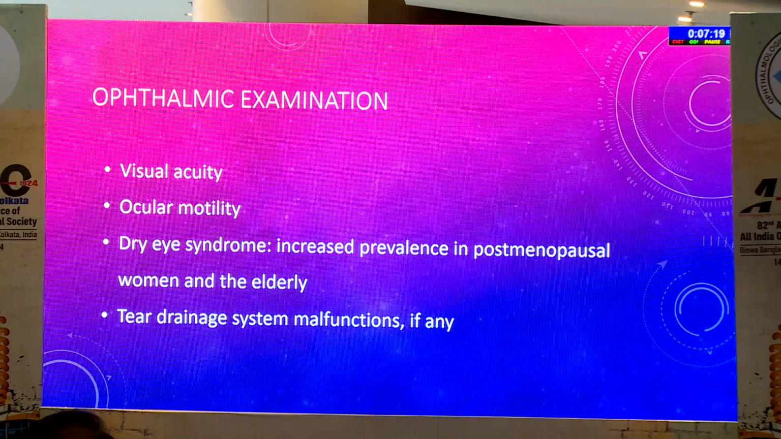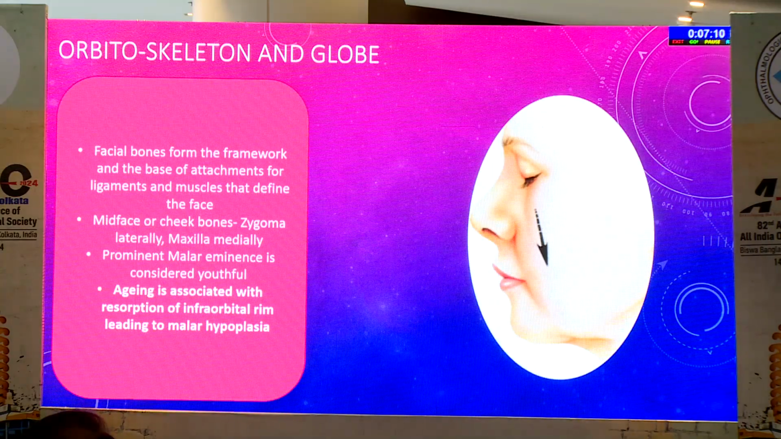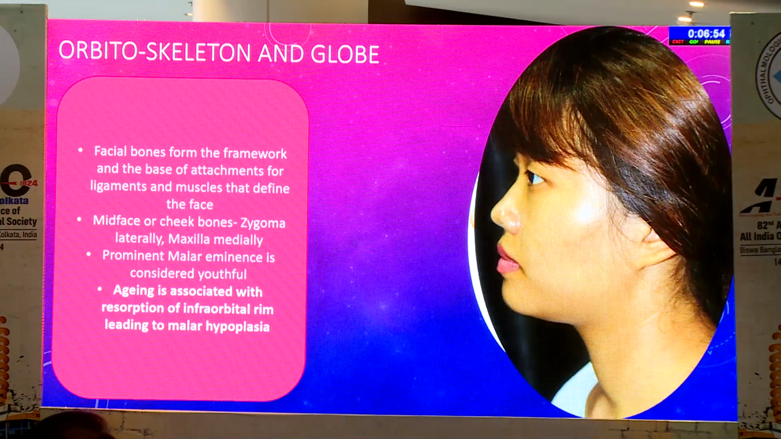Within ophthalmic examination, we have visual acuity, ocular movements, dry eye syndrome, and tear drainage system malfunctions, if any. Coming to the orbitoskeleton and globe, the facial bones form the framework and the source of attachments for ligaments and muscles that define the face. The chief bones amongst them are the zygoma laterally and the maxilla medially. A prominent malar eminence is considered youthful. Aging is associated with the resorption of the infraorbital rim, leading to malar hypoplasia.